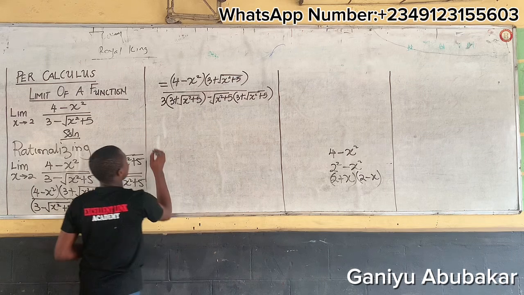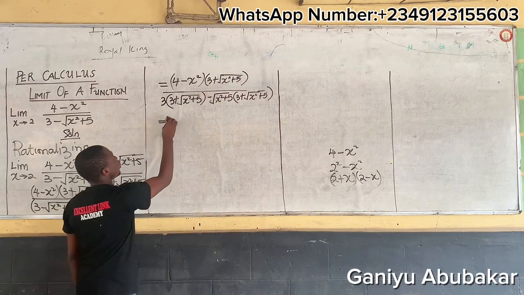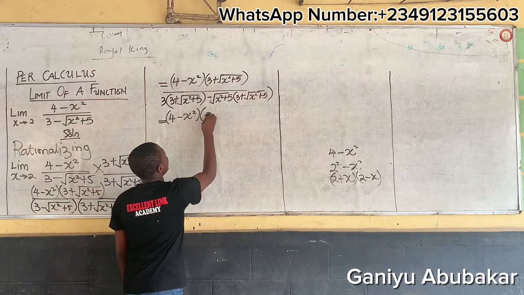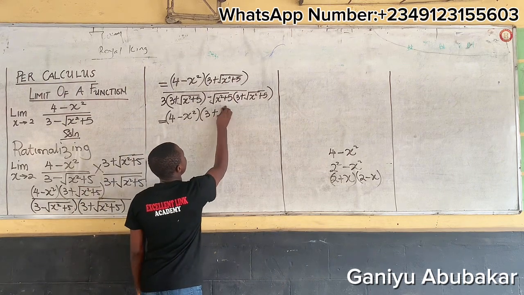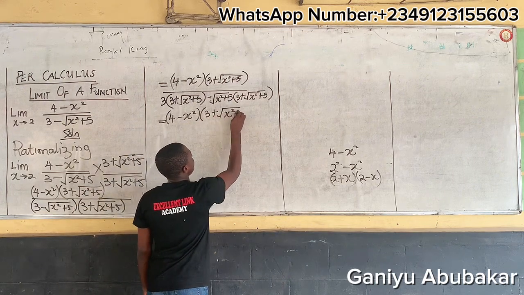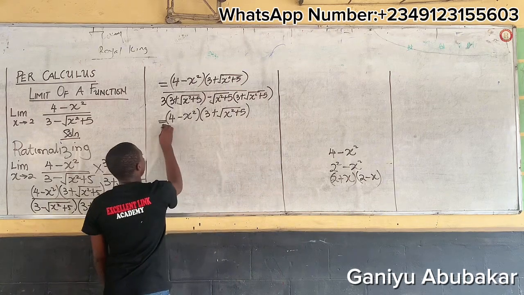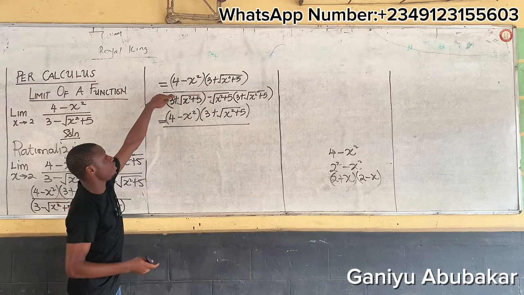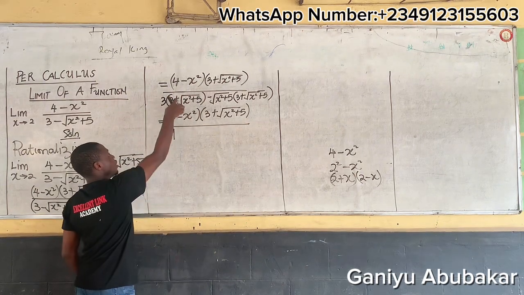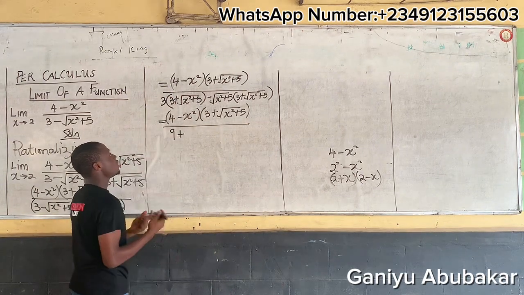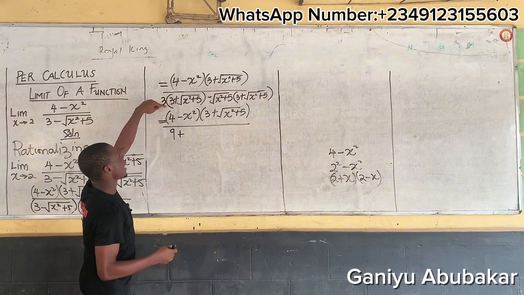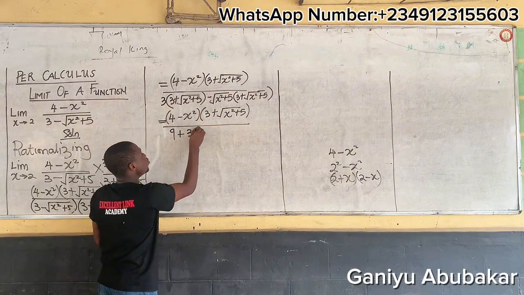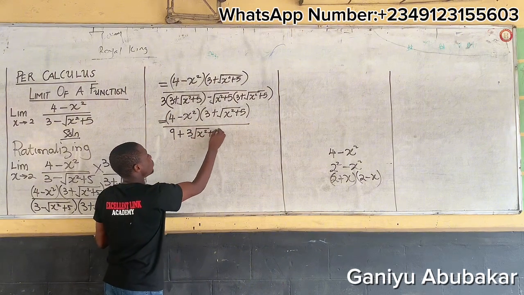From here, what do we get? Repeat the numerator. It becomes 4 minus x squared into 3 plus root x squared plus 5, all over. Apply your math concept. 3 times 3 is of course 9. A plus sign, plus. Now here's the thing. 3 times root x squared plus 5 gives what? 3 root x squared plus 5.